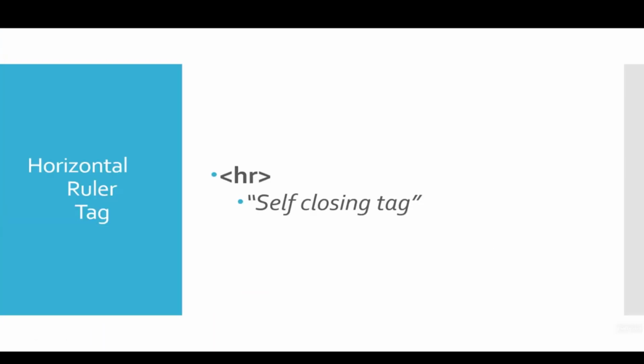The next tag we have is the horizontal ruler tag, also used as the HR tag. It is also like BR, a self-closing tag. The horizontal tag is used to separate two elements or two paragraphs, and we just put a line between them. So let's see how it works.